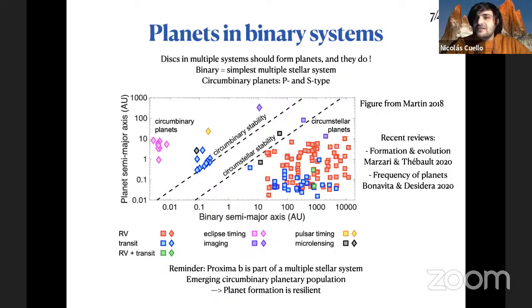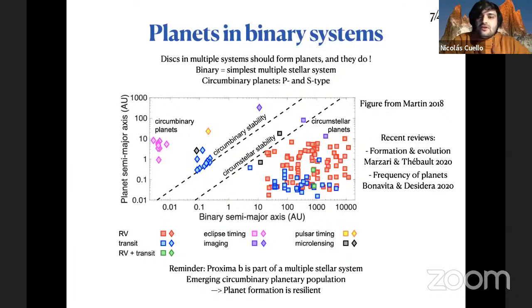Okay, and if we go to the other end, we also know that binaries host planets. So this is very interesting because it means that these disks that we just showed should form planets, and they do. So here, if we take the simplest multiple system we can think of, which is a binary, we can have circumbinary planets which are of P-type or S-type. The former are the ones that orbit around the center of mass of the binary, and S-type planets orbit around each of the single stars.